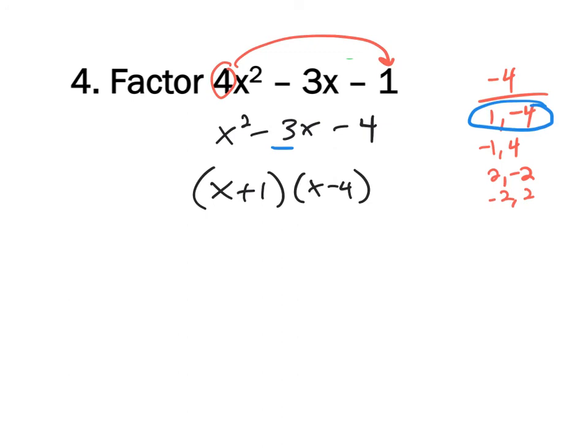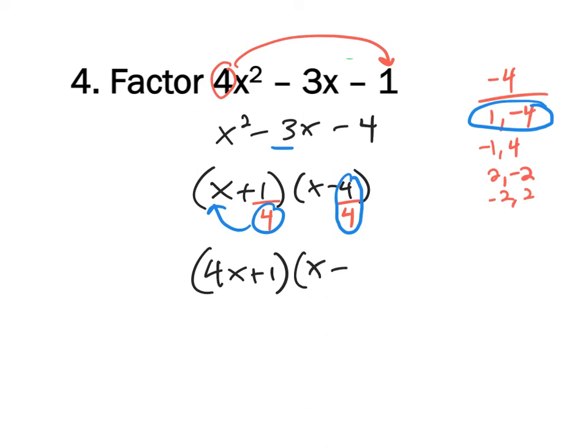Don't forget to divide by the coefficient you dropped. So we're going to take 1 divided by 4, and we're also going to take 4 divided by 4. And so 1 divided by 4 does not reduce, so we're going to pull that right in front. And so one of the factors is 4x plus 1. And notice 4 divided by 4 does reduce. In fact, 4 divided by 4 is 1 itself. So the other factor would be x minus 1. And this would be my final answer. And remember, you can check by foiling.